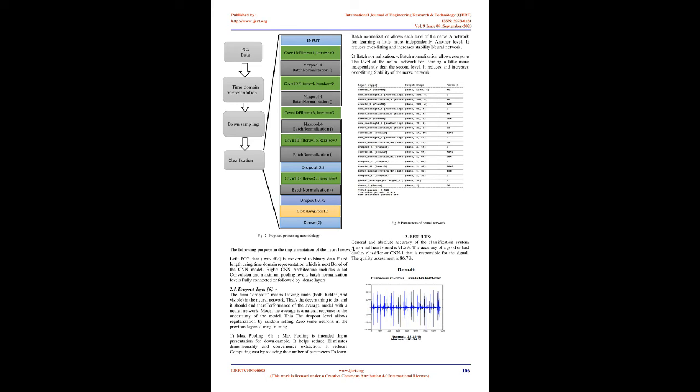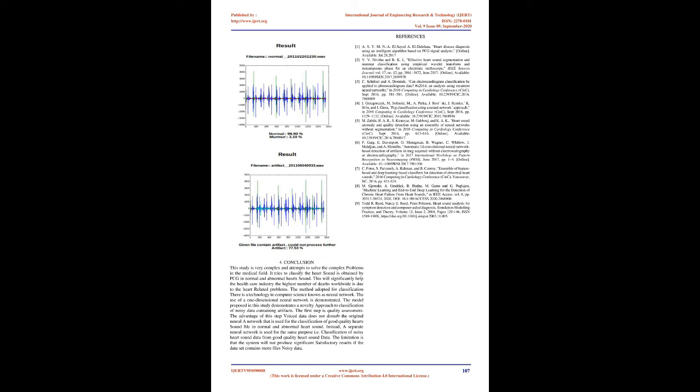For binary classification, the last layer has two neurons. It can also be done using one neuron, but for better presentation and understanding we have selected two neurons instead. Fig-2. Proposed processing methodology. Left, PCG data, a .wav file, is converted to fixed-length binary data using a time domain representation, which is the input of the CNN model. Right, the CNN architecture includes convolution and max pooling layers, batch normalization layers, and fully connected layers followed by dense layers.